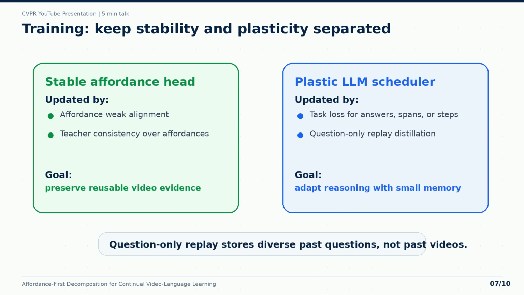Training follows the same separation. Task supervision trains the routed scheduler to produce answers, spans, or step sequences. The affordance loss stabilizes the shared video substrate. Question-only replay distillation stores diverse past questions, not past videos, and uses current clips with the previous model as a teacher. This gives a memory-friendly and privacy-friendly rehearsal signal, while avoiding broad drift of the visual substrate.